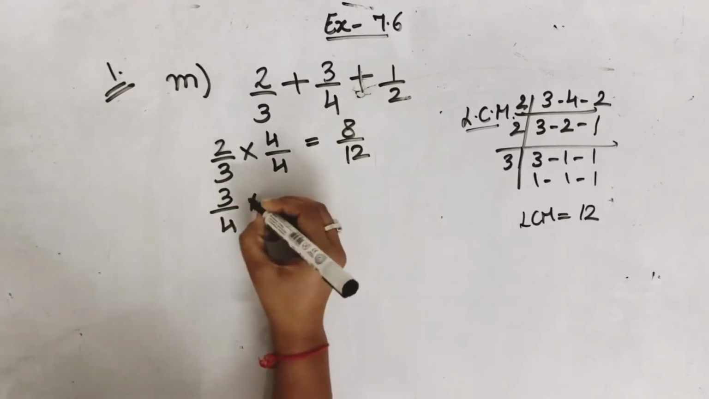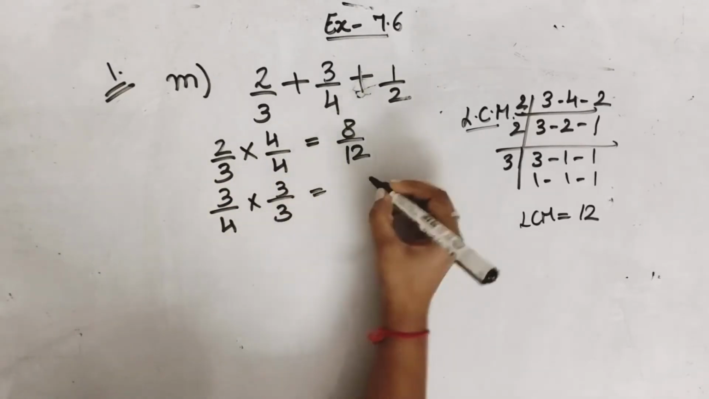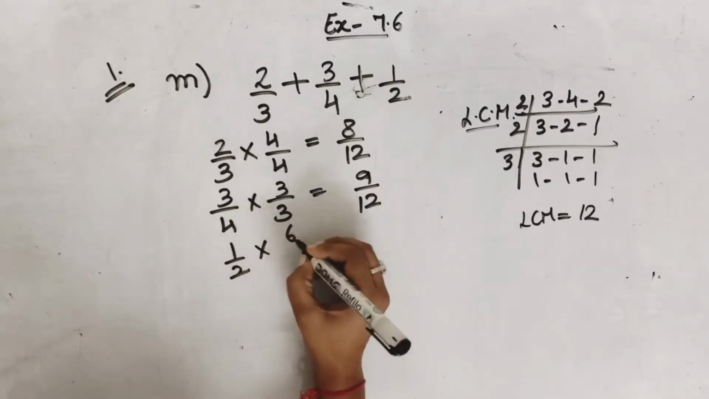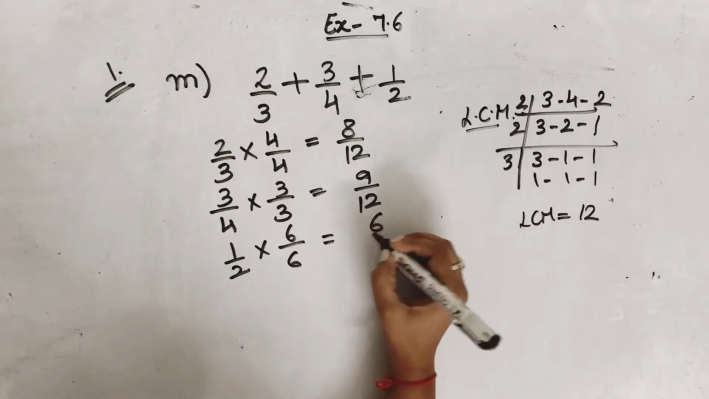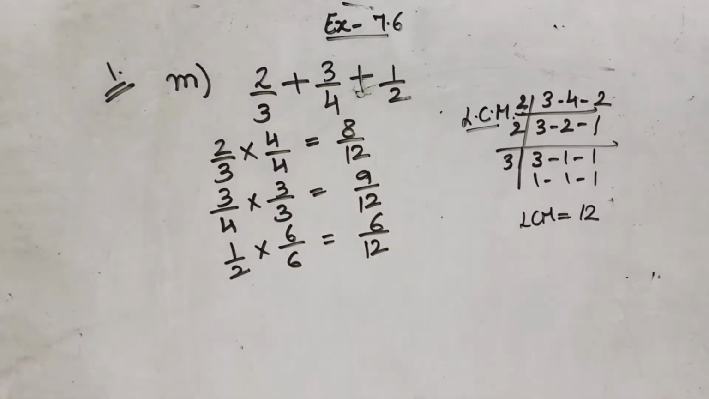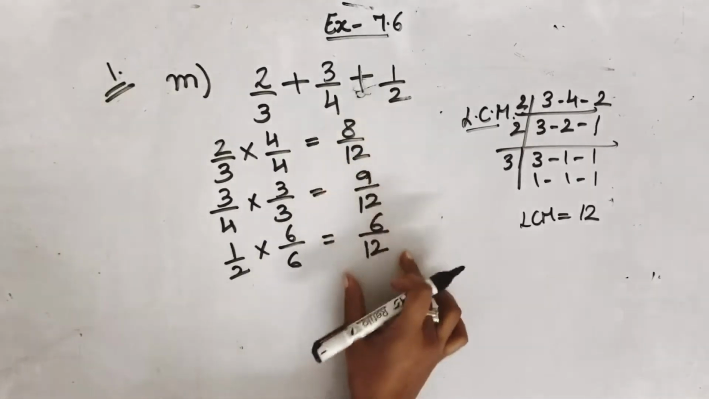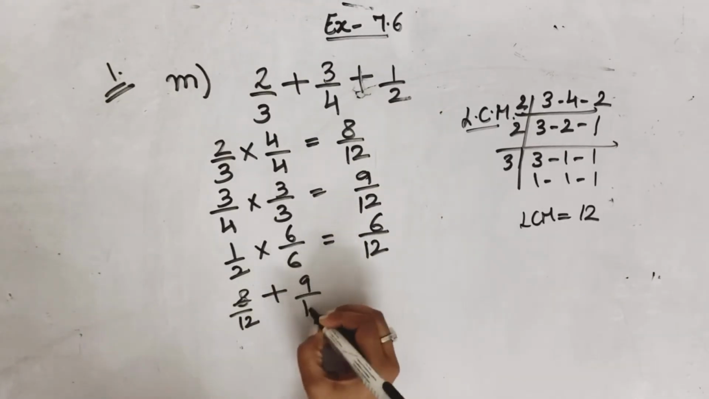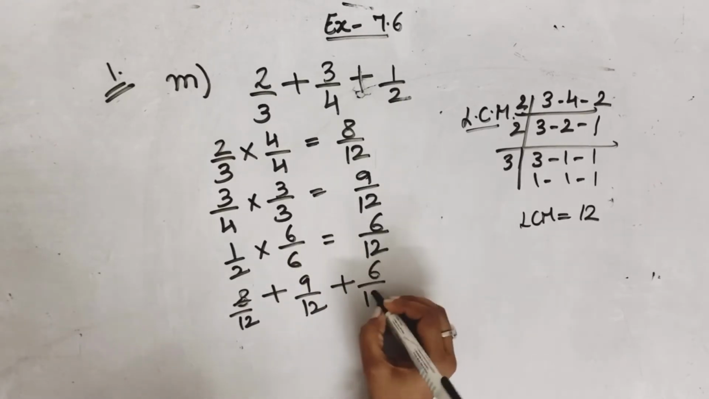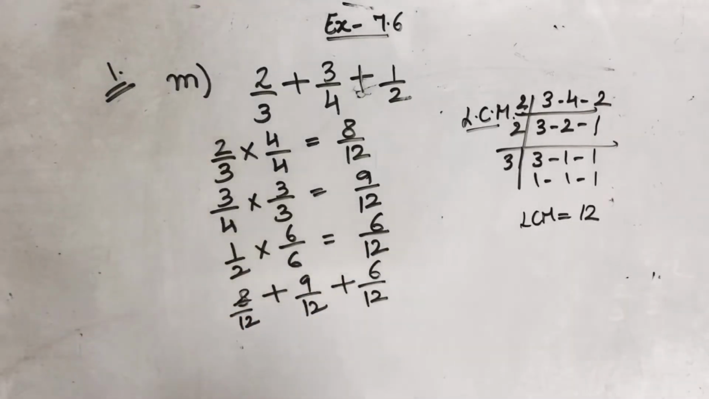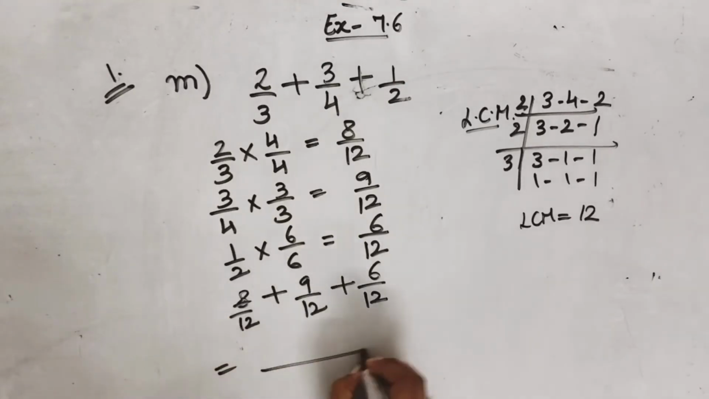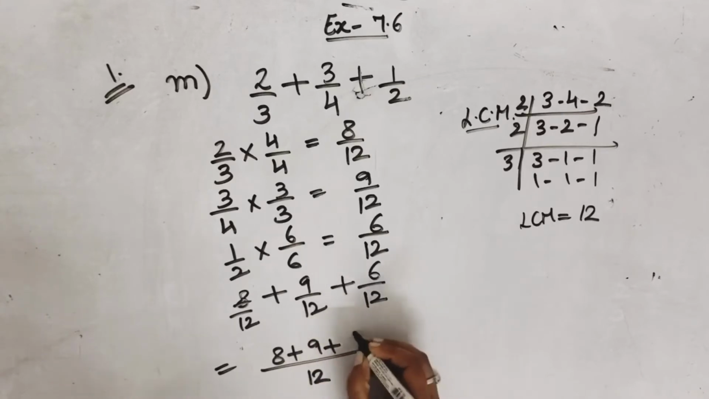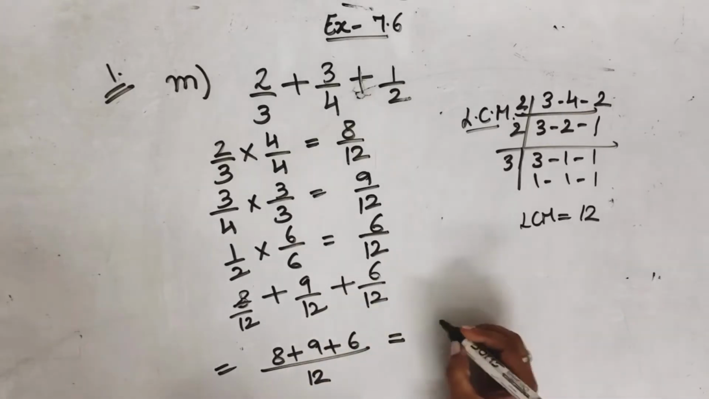Next is 3 by 4. Multiply this by 3 by 3. You will get 9 by 12. Next is 1 by 2. Multiply this by 6 by 6. You will get 6 by 12. Now you can add these fractions. 8 by 12 plus 9 by 12 plus 6 by 12. Denominator is same. You just have to add the numerators. Denominator common लिख दो. In numerator 8 plus 9 plus 6.